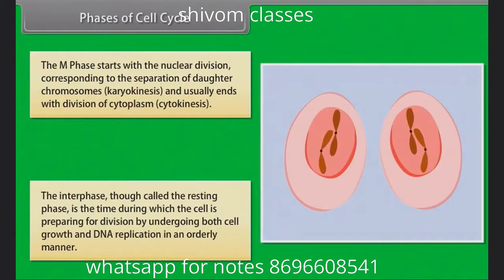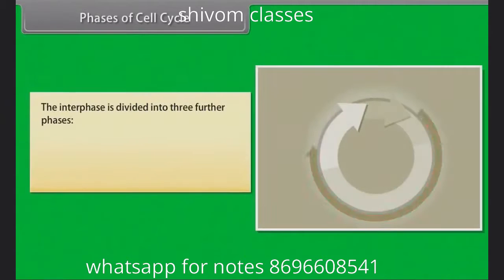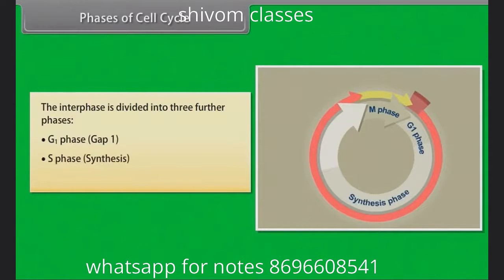First, let us know about various stages of interphase. The interphase is divided into three further phases: G1 phase or gap 1, S phase or synthesis phase, and G2 phase or gap 2. Now let us know each in detail.